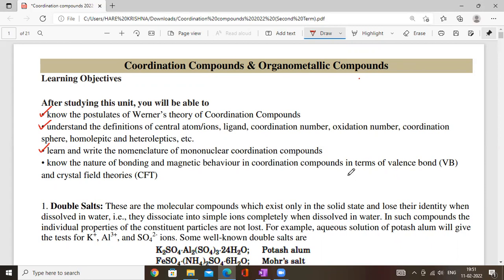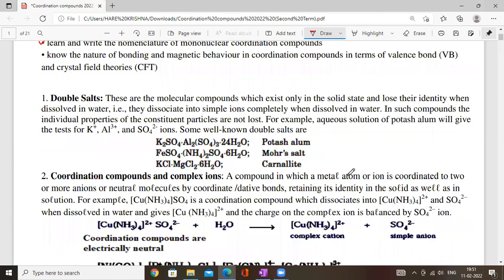Let's start first. There is a term which is called a double salt. As the name suggests, a double salt is basically a substance or a salt which is made up of the combination of two different salts. Let's start with an example. Suppose I'm talking about potash alum. Potash alum has a formula of K2SO4·Al2(SO4)3·24H2O, with 24 water molecules of crystallization.